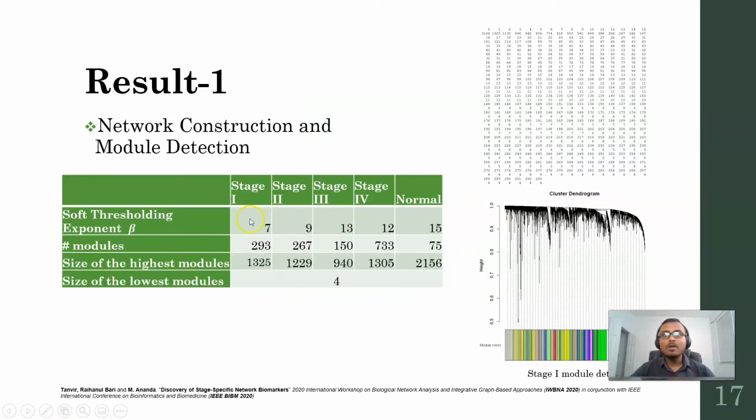So let's look at the results. We found 7 different beta values for different groups of samples, and we also found different groups of modules in the module detection phase. For example, stage 1 contributed 293 modules, stage 2 contributed 267, and so on. We also looked at the highest number of genes a module can have. In stage 1, the largest module contained around 1300 genes, and the smallest module size was determined by parameters. So we believe 4 was the smallest a module can be.